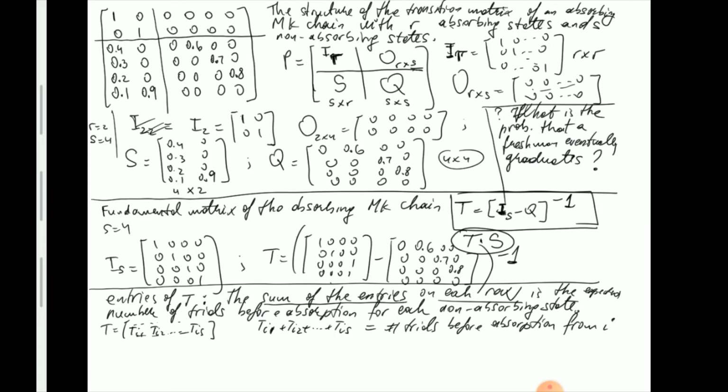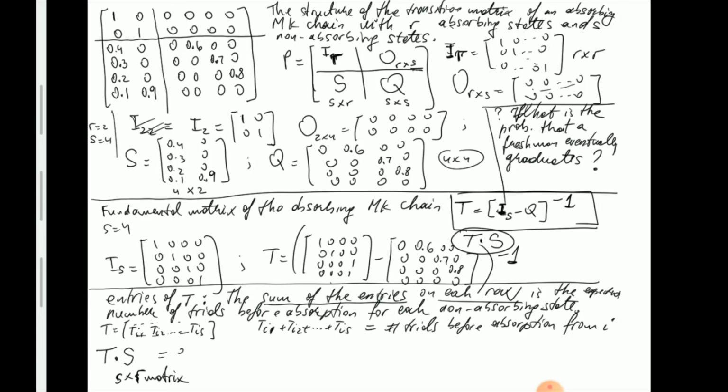Finally, the product of T times S, if you do this product correctly, will be, if you look carefully, not an R by S matrix, I'm sorry, an S by R matrix. The number of rows will be the non-absorbing states, and the number of columns will be the absorbing states.